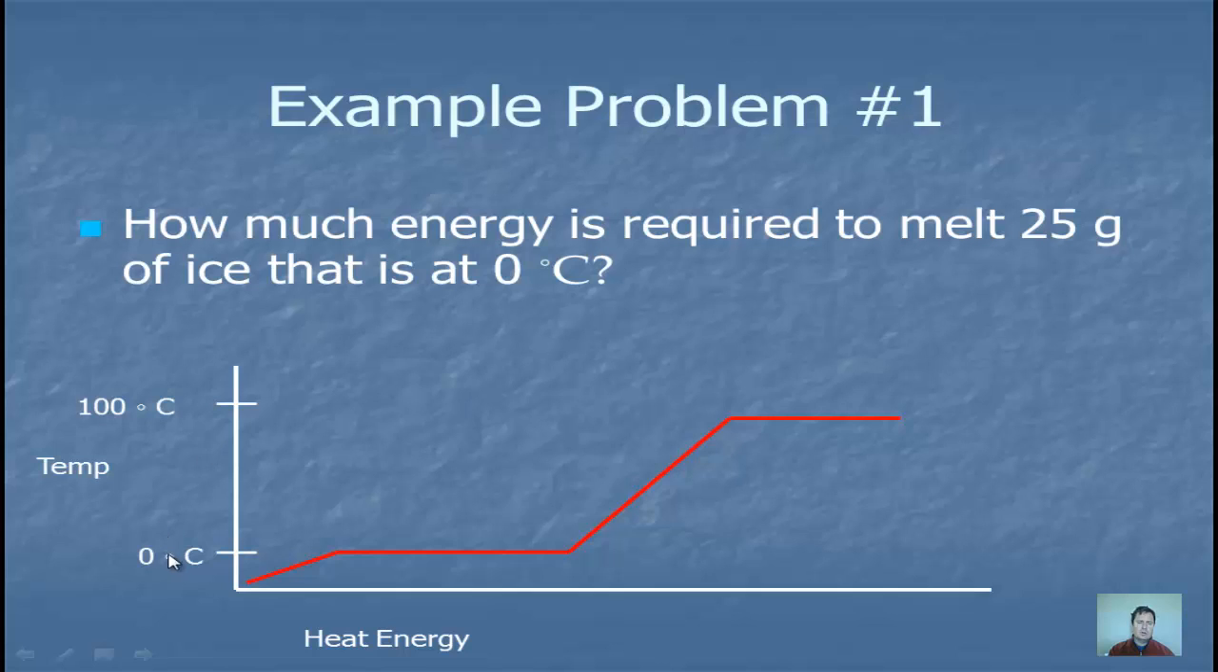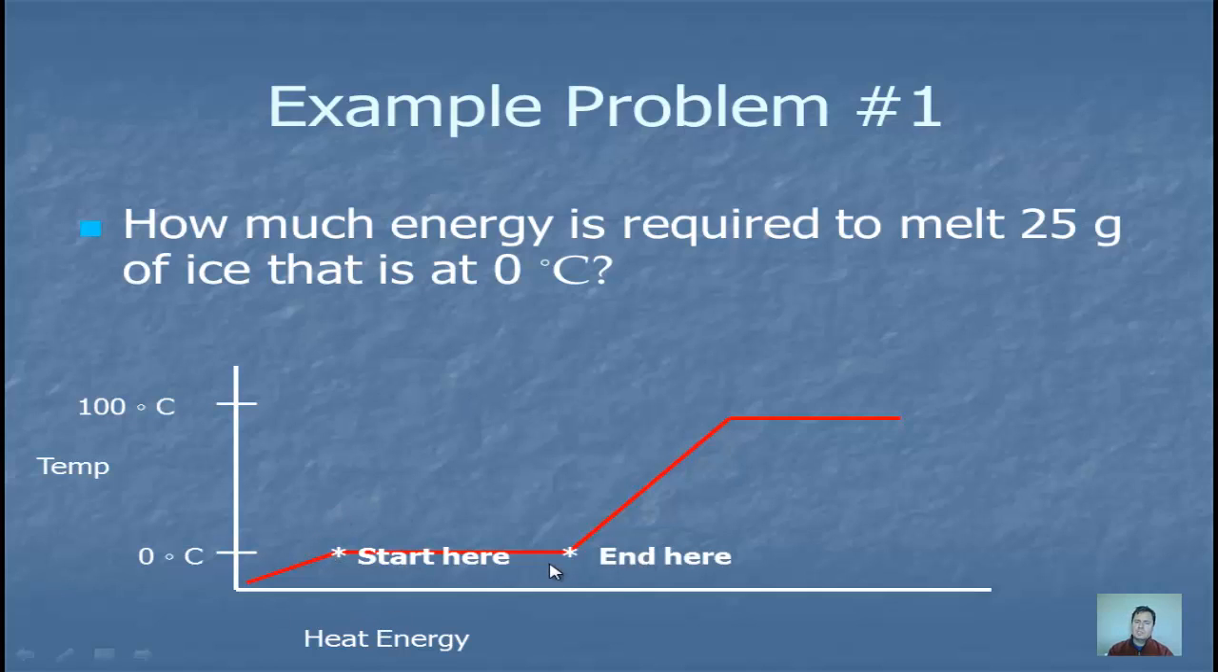I know it's 0 degrees for melting and freezing, and then 100 degrees for the boiling point. Now, the first thing I have to determine is where I'm starting. Well, it says I'm at ice at 0 degrees. Here's 0 degrees. Is it here or is it here? Well, here's my solid, so I'm starting right there. Then I want to melt it. I want to make it liquid water at 0 degrees, so I'm going to end here.